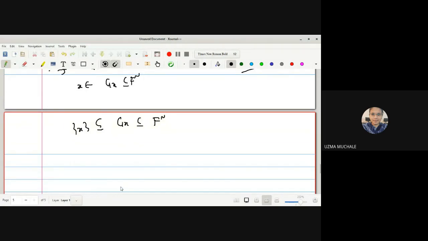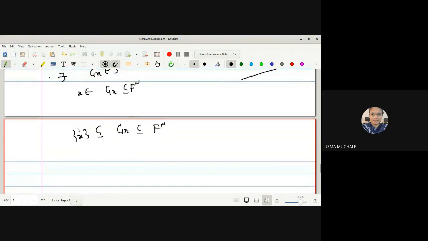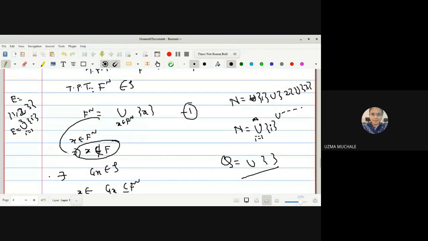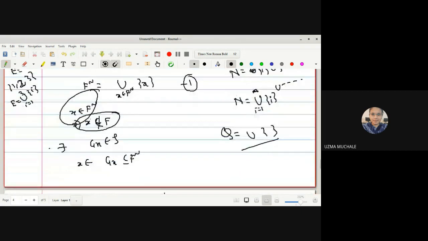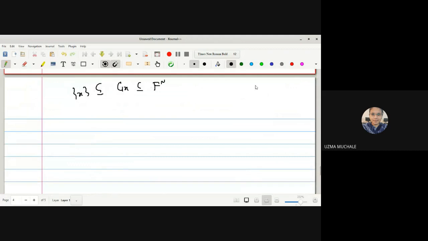So now let us take the union on both sides. What will be the resultant if I am taking the union on both sides? What is x we have selected? First you should remember that. We have selected x to be a member of F complement. So we have written just now here that F complement is nothing but the union of all the singleton x where x is a member of F complement. Now if I am taking the union on both sides, x members of F complement.